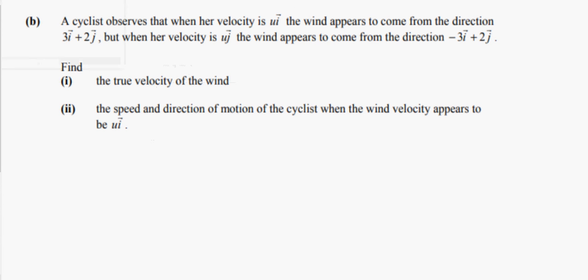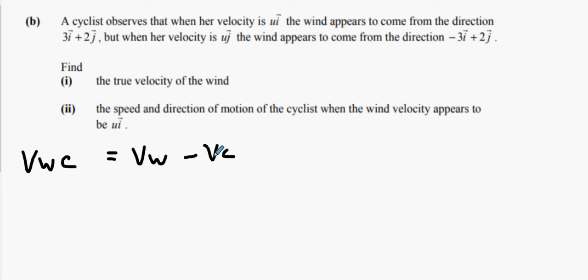Now, a cyclist observes that when her velocity is ui, the wind appears to come from a direction 3i plus 2j. When her velocity is uj, the wind appears to come from a direction minus 3j plus 2i. Okay, happy days. We all agreed the last day that it's the velocity of the wind relative to the cyclist, not the cyclist relative to the wind. So the velocity of the wind according to the cyclist's opinion, which is Vw minus Vc.